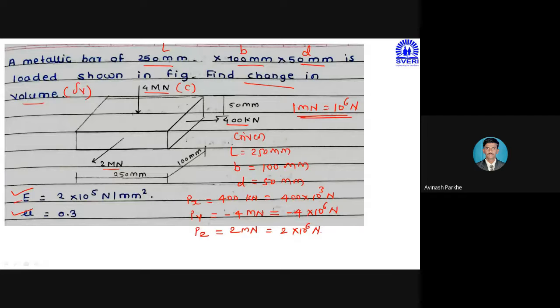Young's modulus is already given here, mu is given, and we have to calculate the change in volume. As this body is subjected to the triaxial condition, we have the formula for the volumetric strain calculation, because to calculate the change in volume we first have to calculate the volumetric strain, that is sigma x plus sigma y plus sigma z divided by E, in bracket 1 minus 2 mu.